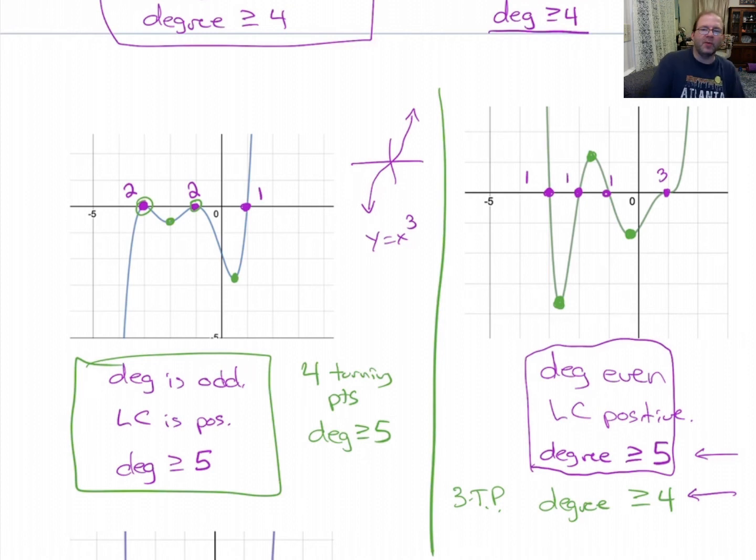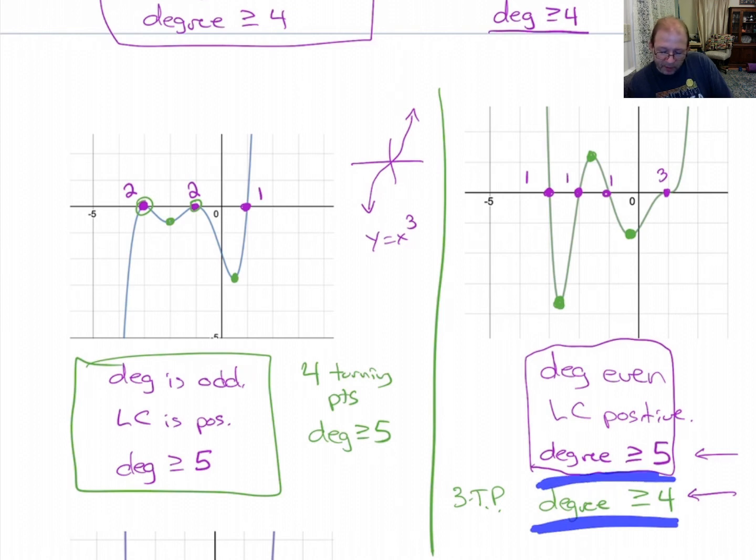Let me explain that one more time because I don't think that was a great explanation. We've got 2 different arguments going on. One of them tells us that we've got at least degree 4. The other argument tells us that the degree is at least 5. So both of those are true. The degree is at least 4 and it's at least 5. So it's at least 5.